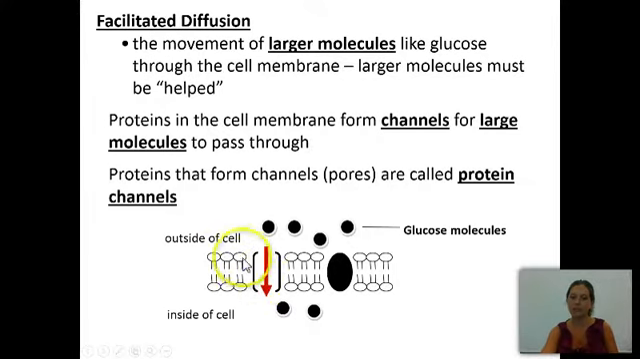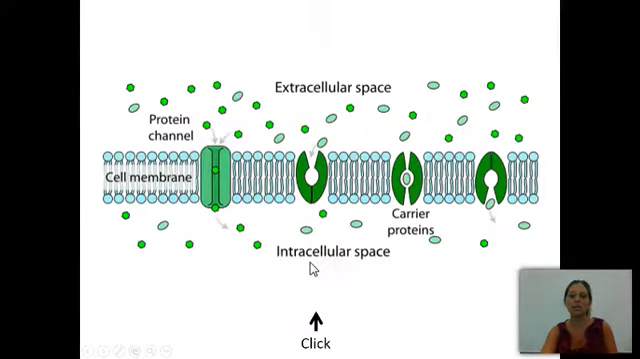Okay, there are proteins in the cell membrane that literally form channels or tunnels that allow large molecules to pass through without any energy. So these are called protein channels. They're made up of proteins and they act just sort of like a tunnel. Okay, it allows materials to pass through the cell membrane that are a little bit too large to pass through that phospholipid bilayer. So again, this does not take any energy, right? Molecules are just traveling from high to low. They're just going through these helper proteins.